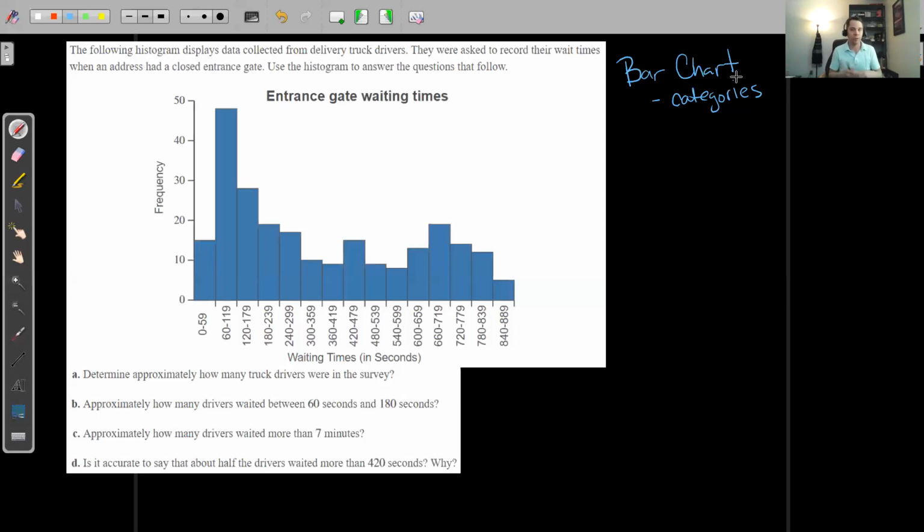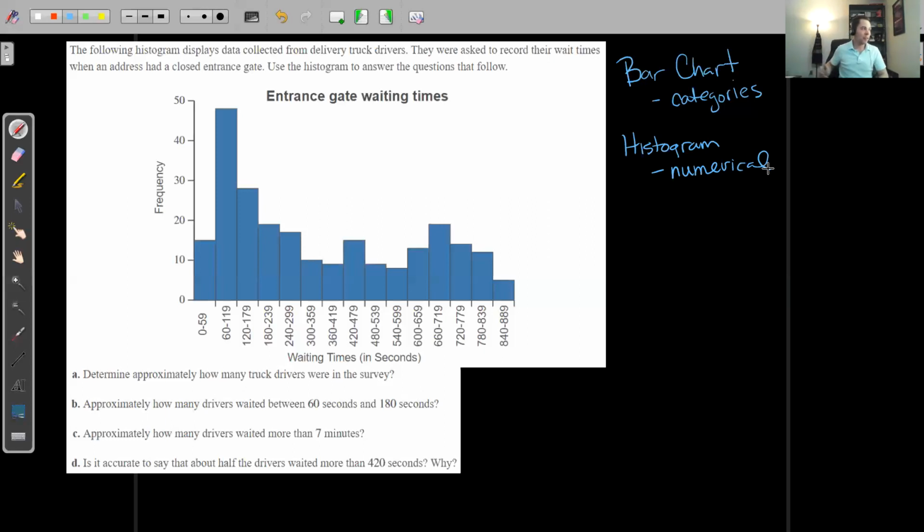Those are for bar charts where we just literally show the distribution of the categories. A histogram, like this one, and they look almost identical, except for histograms, we're talking about numerical data, something that I could actually take an average of.